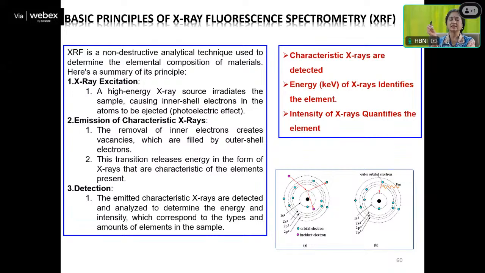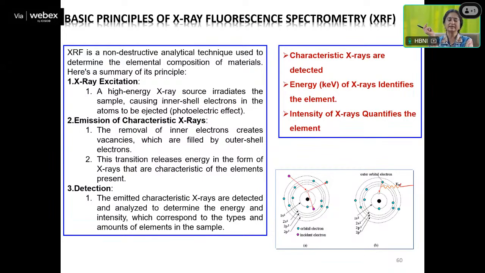Vacancies are being created, which are filled by outer shell electrons. So this vacancy can be filled when an outer shell electron travels here. So this will be filled. This transition releases energy in the form of X-rays. Now this is the X-ray, and these X-rays are characteristic of the element present.